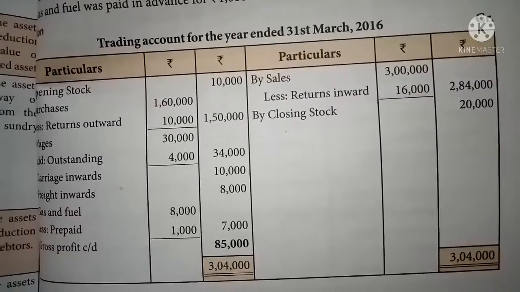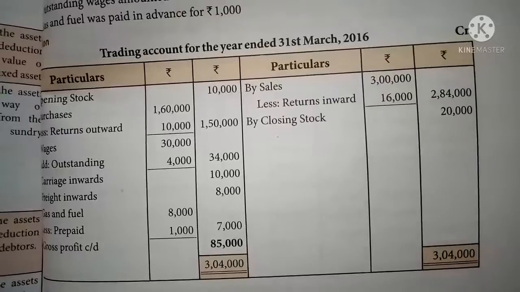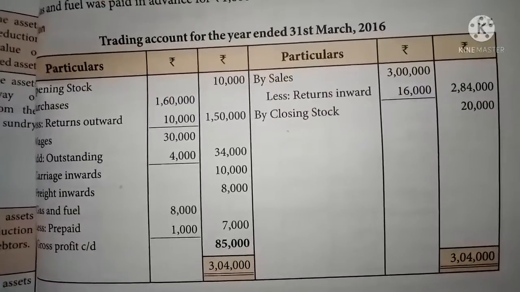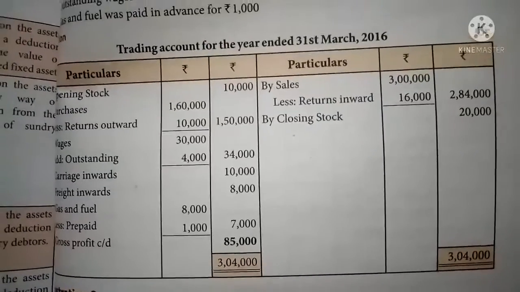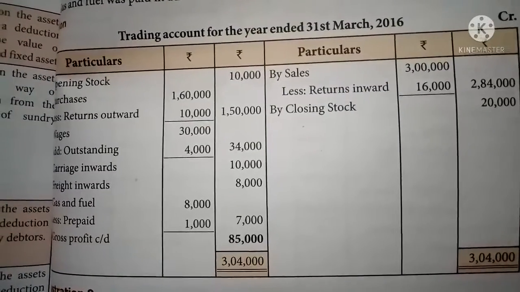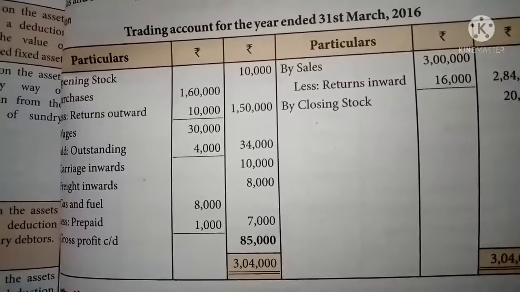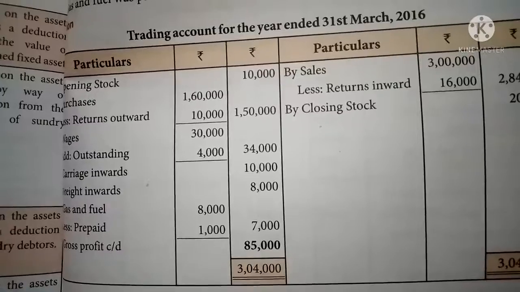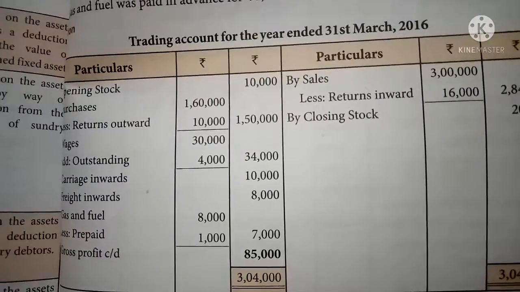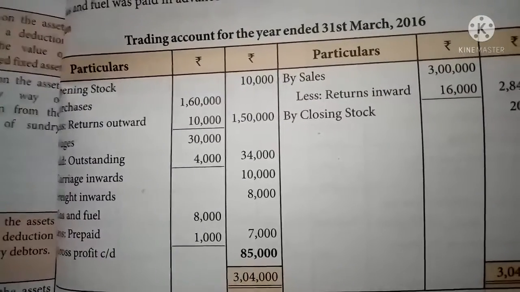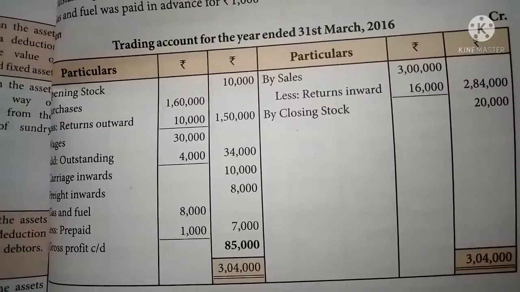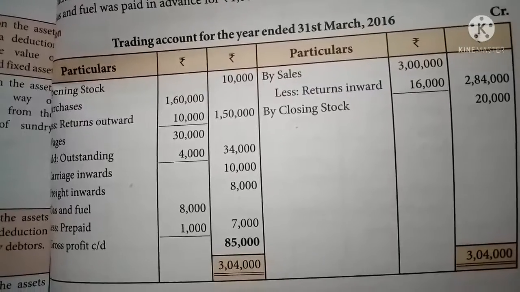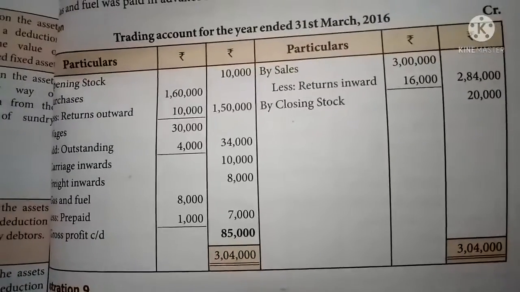From the 3,04,000 you should subtract the debit total. The balance amount will be 85,000. It is assumed as gross profit. So you write it as gross profit on the debit side, carried forward, that is, carry down. It is the balancing figure. It shows on the debit side, because the credit side will be the excess total and the debit side will be the least total.